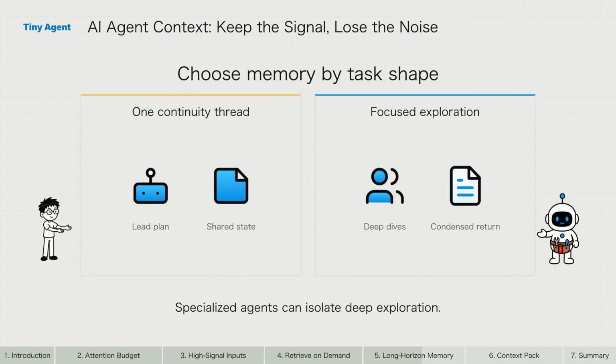Specialized agents can isolate deep exploration. A lead agent keeps the high-level plan while focused agents investigate separate questions with clean contexts and return condensed findings. This pays off when parallel research value exceeds coordination cost. Choose by task shape. Use compaction for conversational continuity, notes for iterative work with clear milestones, and specialized agents for independent, deep investigations. Whichever method you choose, the handoff must preserve outcome, decisions, evidence, unknowns, and next action.